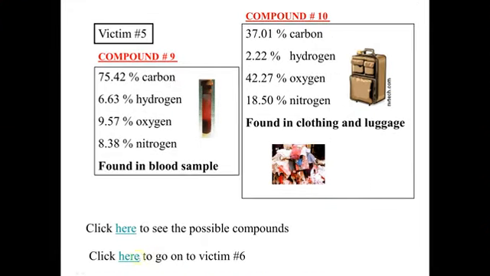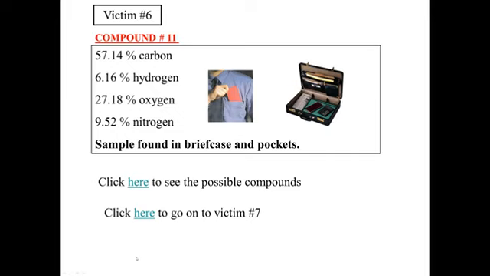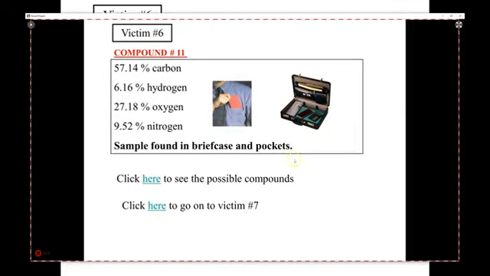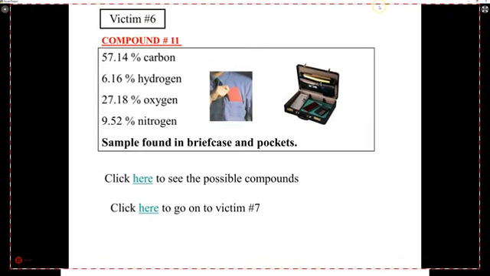Let's look at victim number 6. And I'll give you guys the link for this video so that you guys can kind of skip around and try to identify your victim. This is compound 11. It's found on victim number 6. It was found in the briefcase and the pockets.